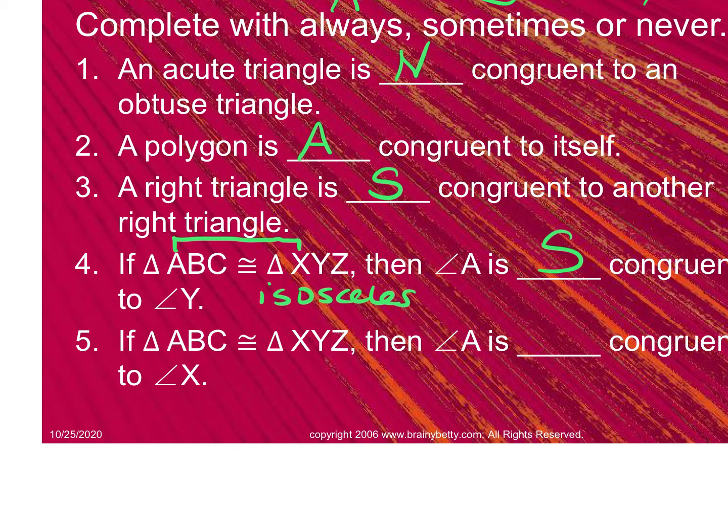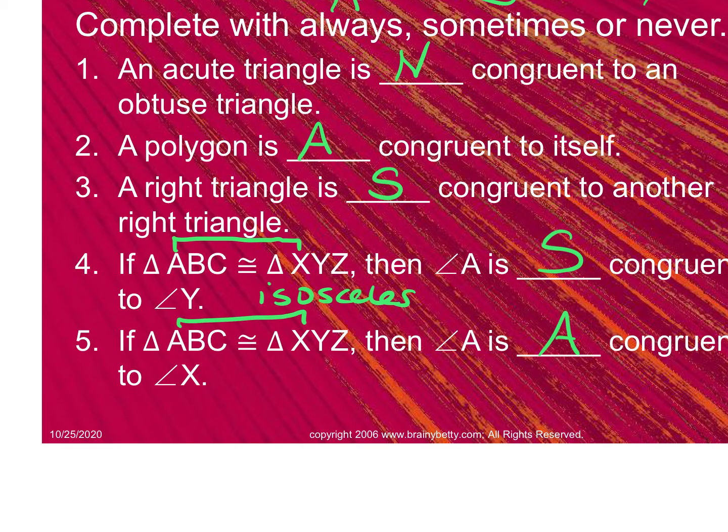And then the last one, if triangle ABC is congruent to XYZ, then A is sometimes, always, or never congruent to X. This one is always, because it is the first letter and it's going to match with the first letter there. So in order for those triangles to be congruent, A and X have to be the same.